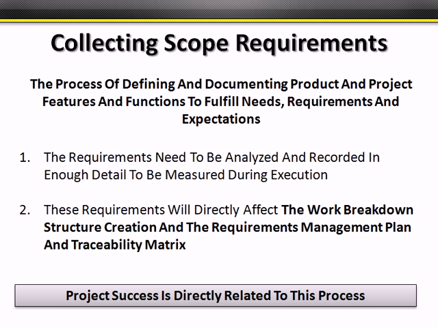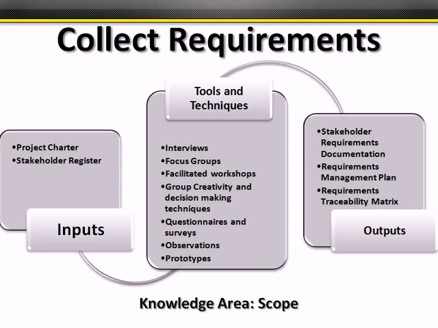Not only that, but expectations and perceptions are involved here as well. So you'll have to gather the requirements, analyze them, and record them in enough detail so that you can define them clearer and begin to plan for execution. The requirements will actually be documented in a couple of different things: the work breakdown structure, the requirements management plan, and something called a requirements traceability matrix. All of these are major outputs of scope planning, and project success is directly related to this particular process.